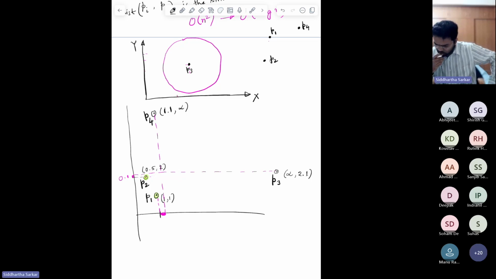So now, as per the X projection, the closest points are P1 and P4. They have a gap of 0.1 only. As per Y projection, the closest points are P2 and P3. But in reality, the closest pair is P1, P2. Is there any objection to this?